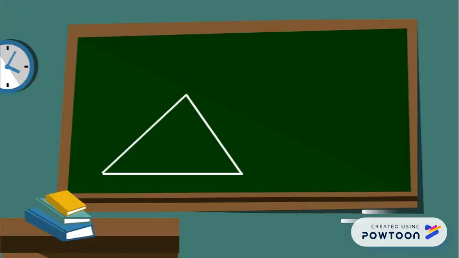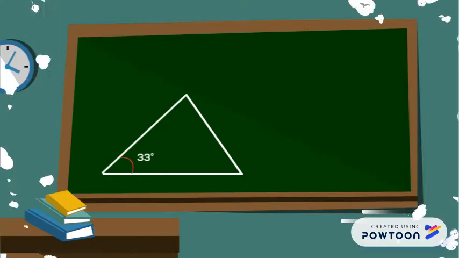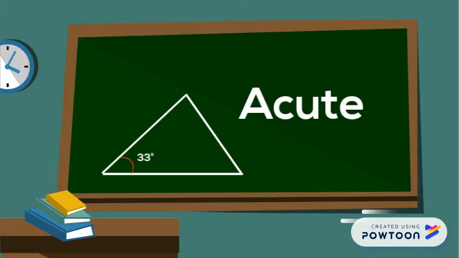Finally, we're going to do the same process. We're going to identify if the angle is right, acute, or obtuse. The answer is an acute angle. If you got that correct, wonderful job. Now we are done with our quiz.